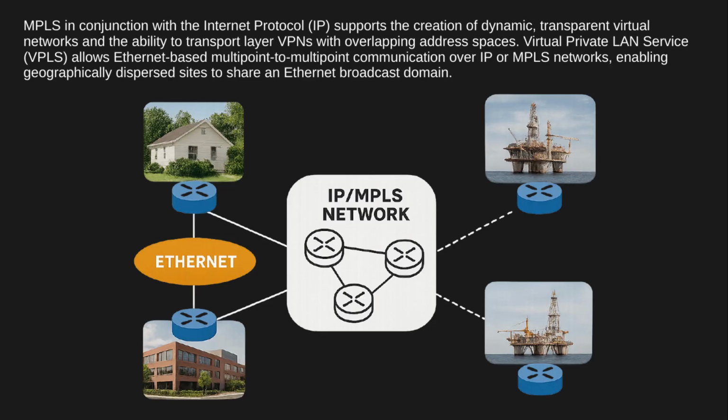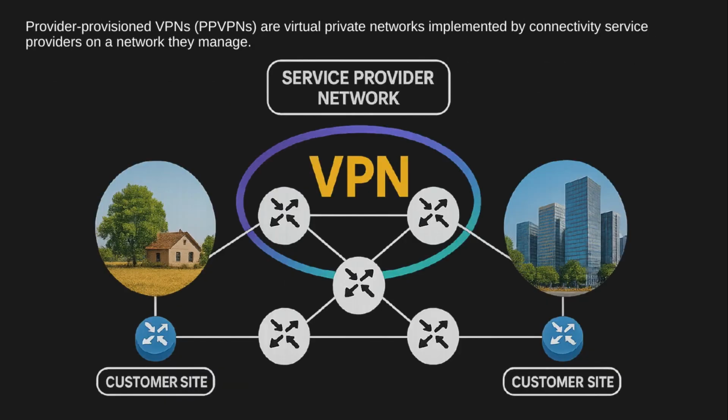Virtual Private LAN Service, VPLS, allows Ethernet-based multipoint-to-multipoint communication over IP or MPLS networks, enabling geographically dispersed sites to share an Ethernet broadcast domain. Provider-provisioned VPNs, PPVPNs, are virtual private networks implemented by connectivity service providers on a network they manage.